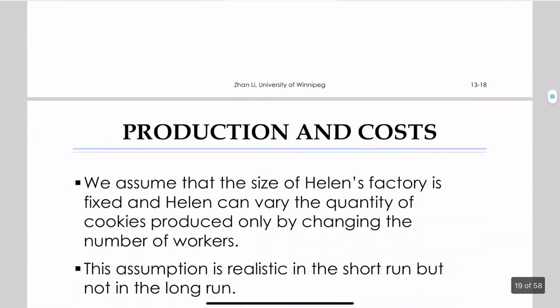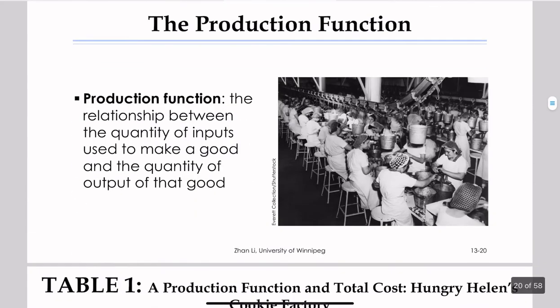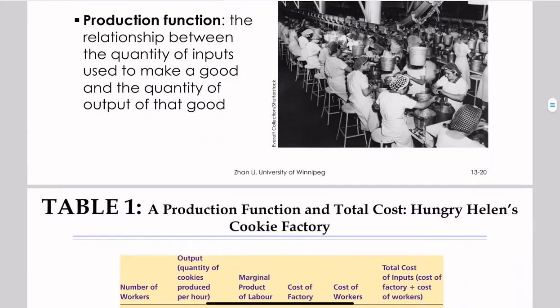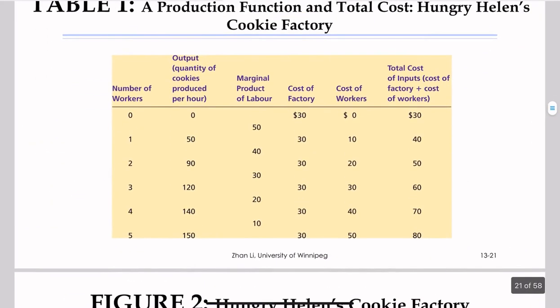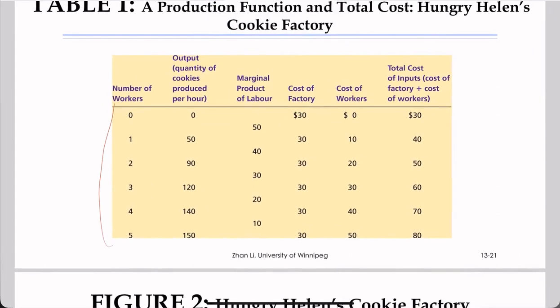Okay, let's continue our discussion on production function. So we first defined what is a production function. It basically tells you the relationship between input and output. So in this table, you can see that if you're given a number of workers and this output column, then these two columns will give you this production function.